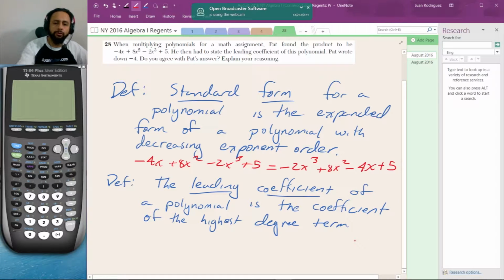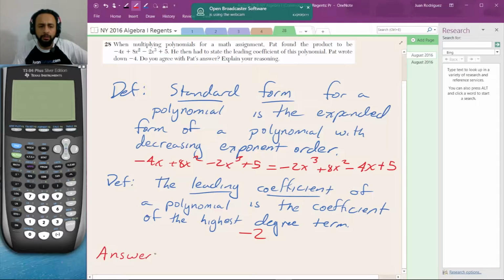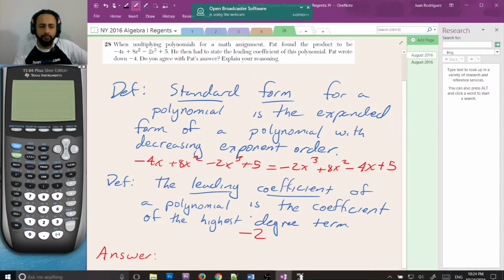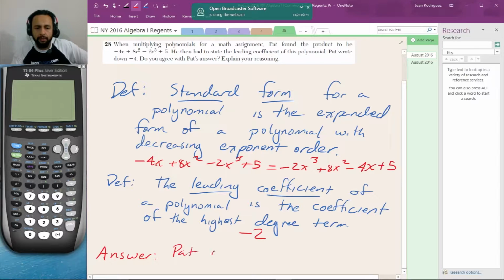So yes, you do need to know what it means. So it's negative 2. It's not enough to say no, it's negative 2 in this case. So here's what a good answer looks like. Pat is wrong, or I disagree with Pat's answer because, and the reason is that you could say that the coefficient of the highest degree term is the leading coefficient.